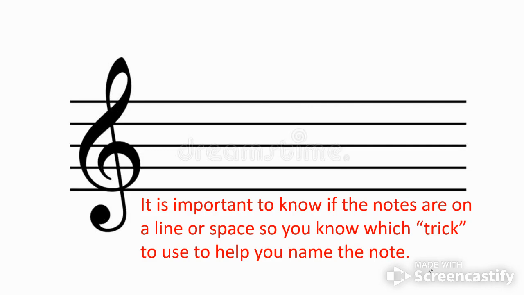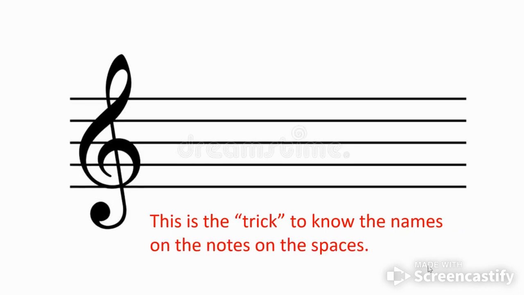It is important to know if the note is on a line or in a space so you know which trick to use to help you name the note. So, this is the trick for the notes on the spaces. F, A, C, E spells the word face. So if you just remember the word face and you count on the spaces, F-A-C-E, you know which note is F, which note is A, which note is C, which note is E.